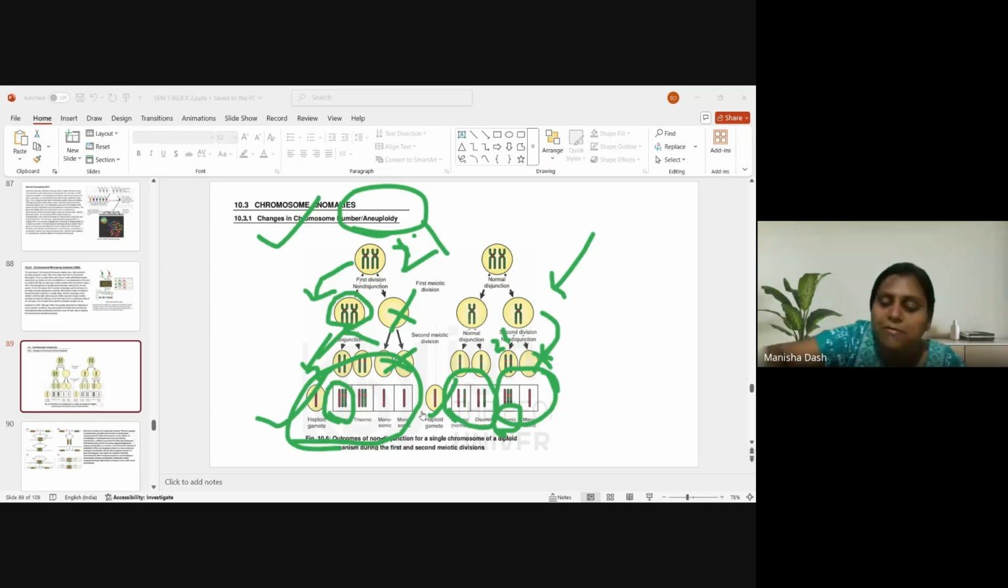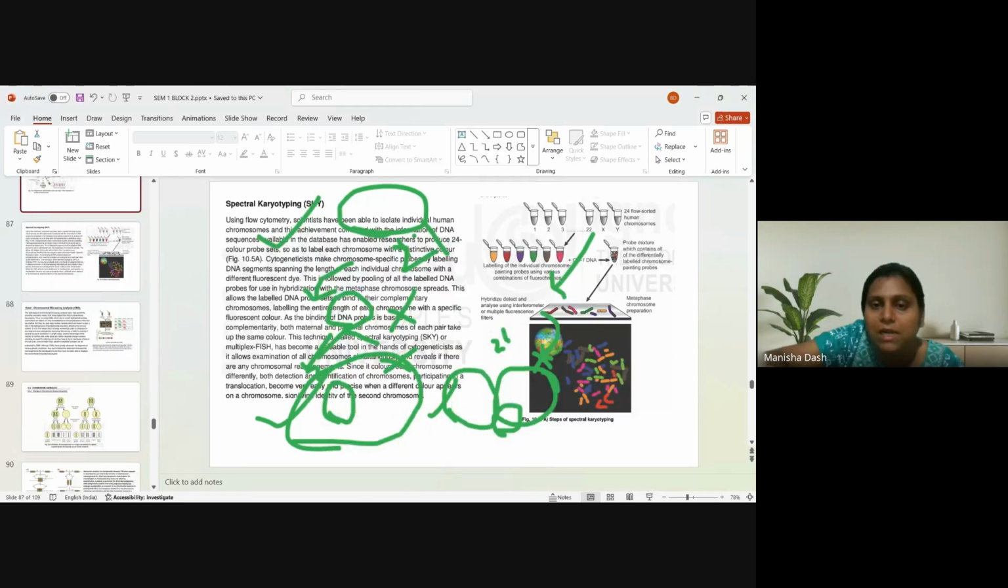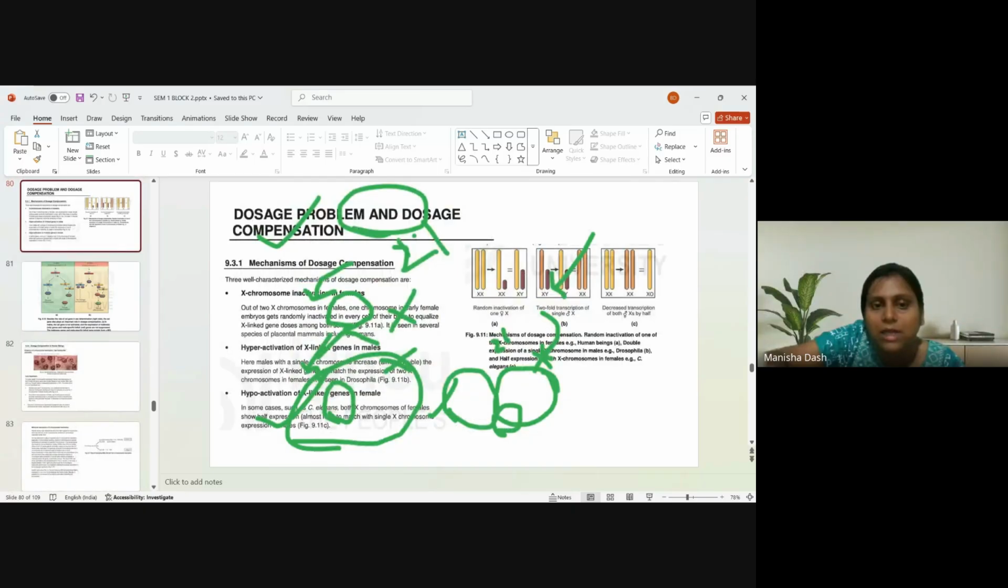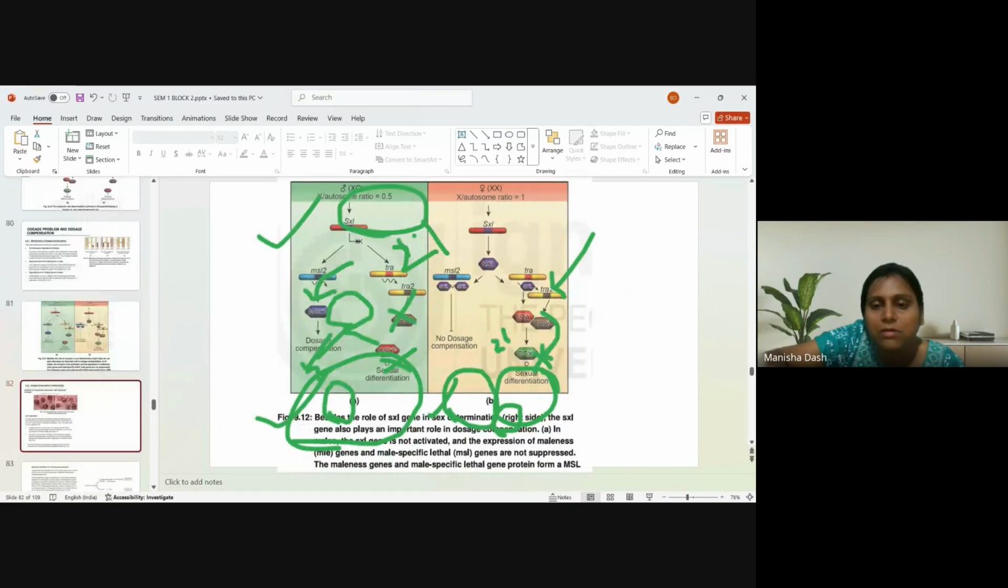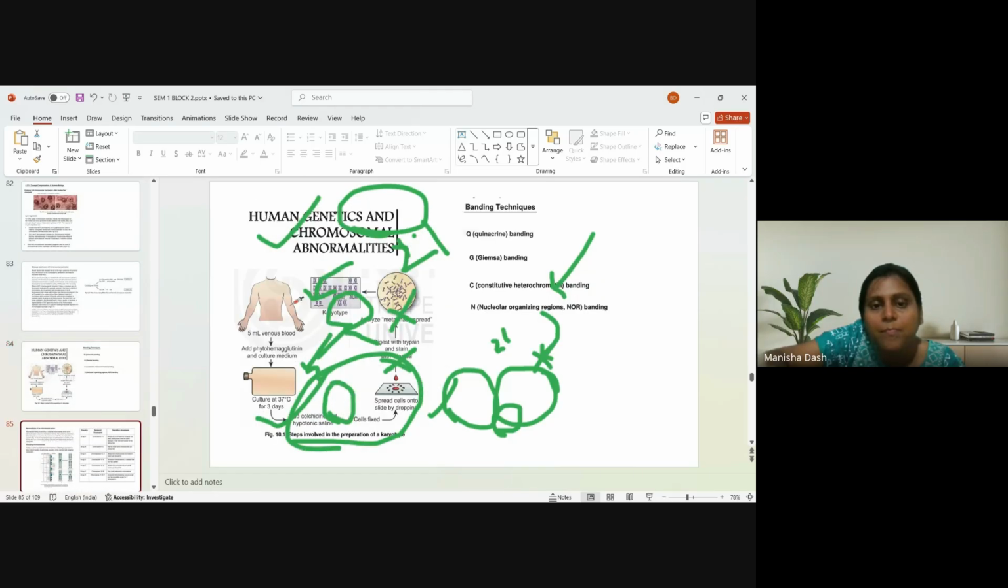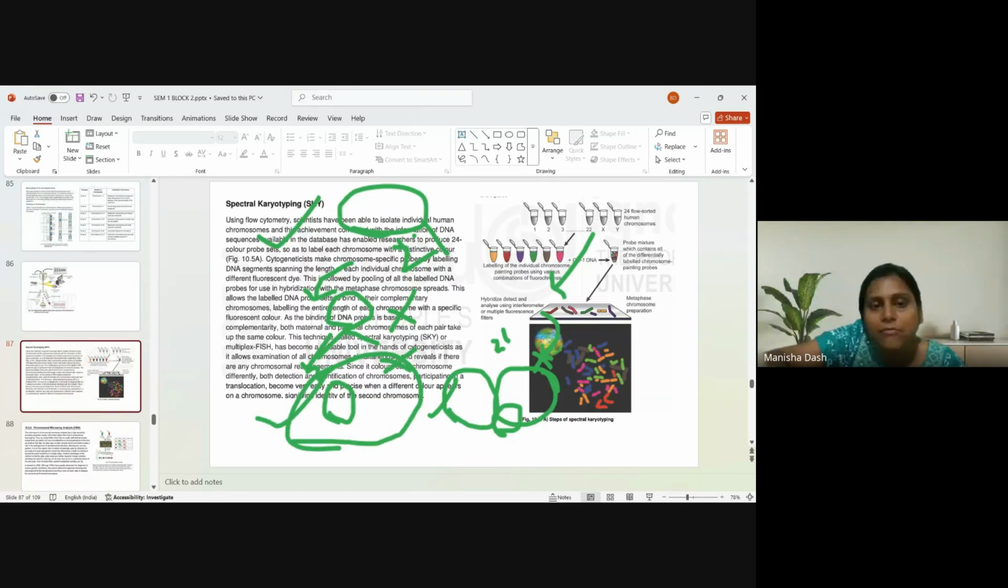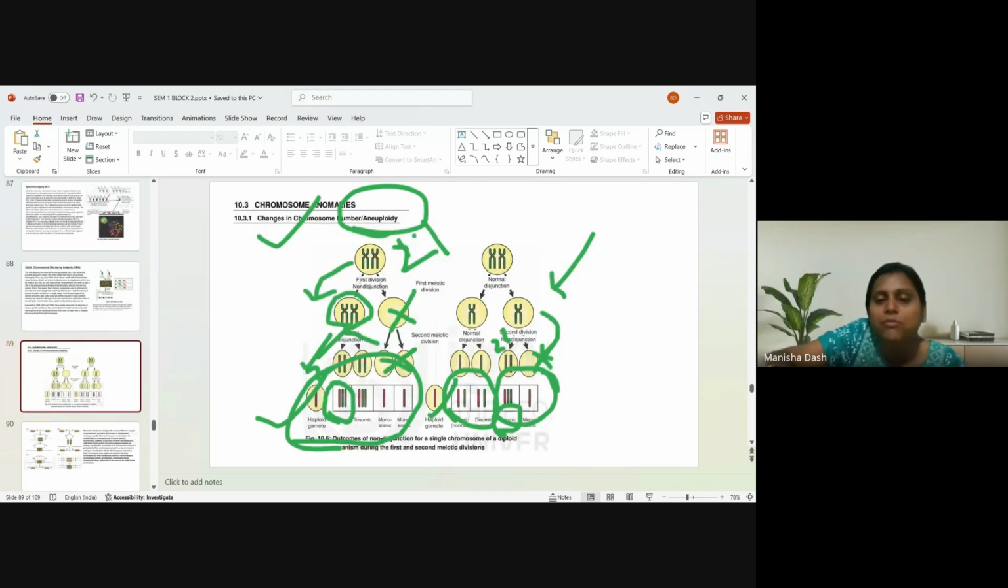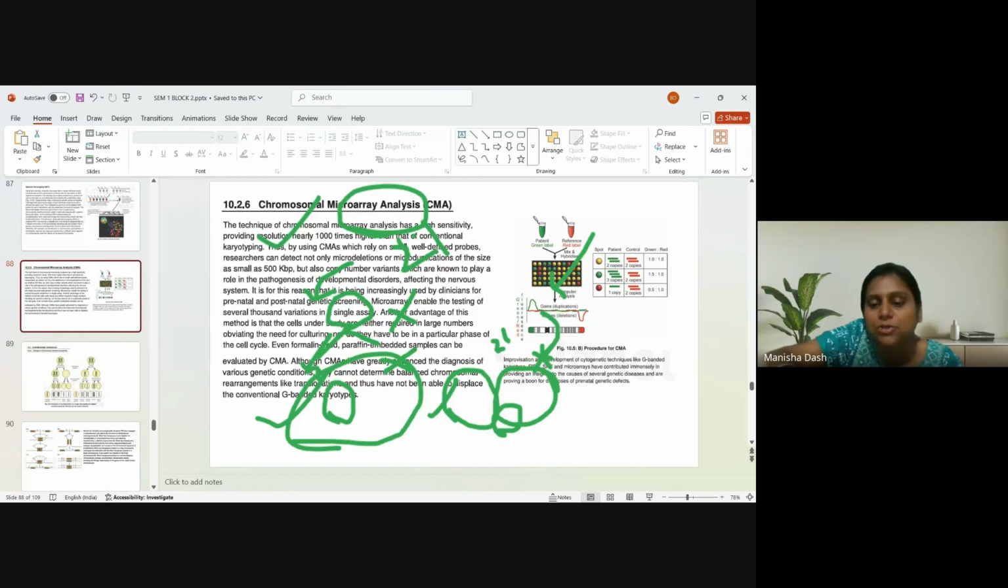Then we have different techniques, such as banding patterns, karyotyping, FISH or CMA, to find out structural or numerical anomalies in the chromosomal constituent of an organism, particularly human beings. Okay. Then finally, we discussed the non-disjunction process, and why this kind of aneuploid condition will occur.